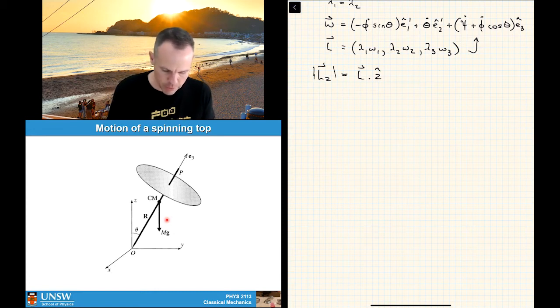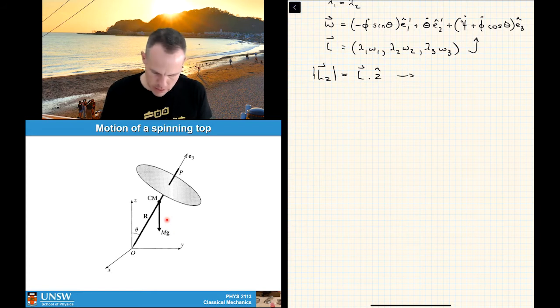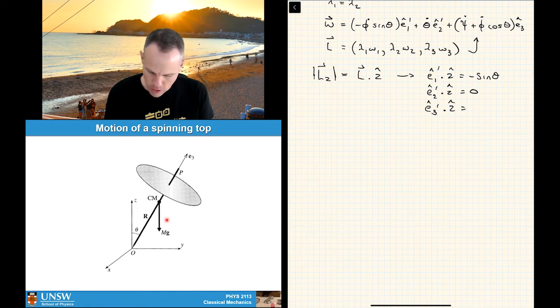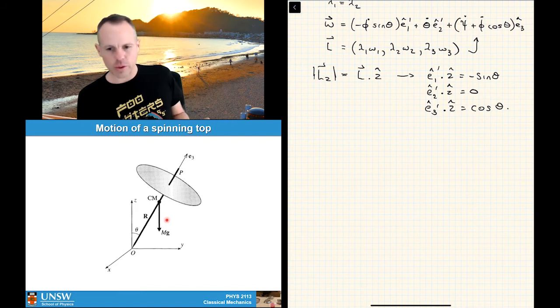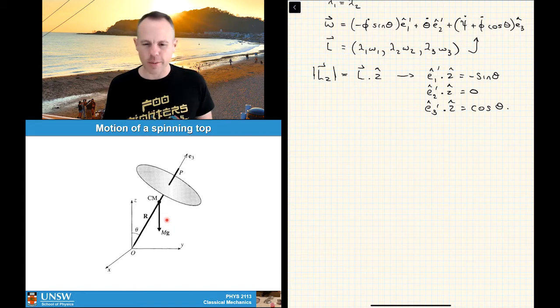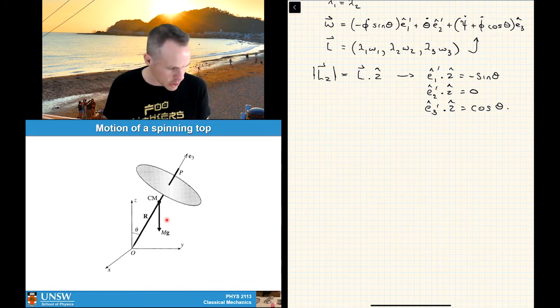Okay, and this is a way to get any component, and of course, because we're taking a dot product here, it's a scalar, so we're getting a magnitude for it. What we'll need as part of this is that E1 hat dash dot z is minus sine theta. E2 hat dash dot z is zero. And E3 hat dash dot z is cos theta, okay? And again, you would just get these out by geometry if you were doing this, right? You could set this as an assignment problem. It would be a kind of a nasty assignment problem because you'd have to spend forever working out trigonometric relationships.